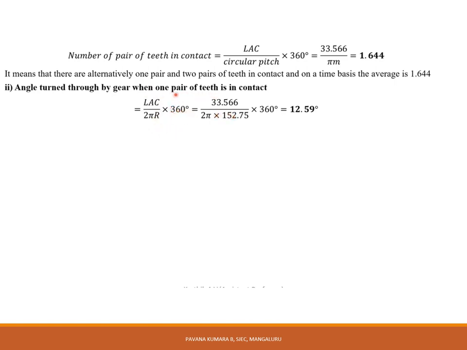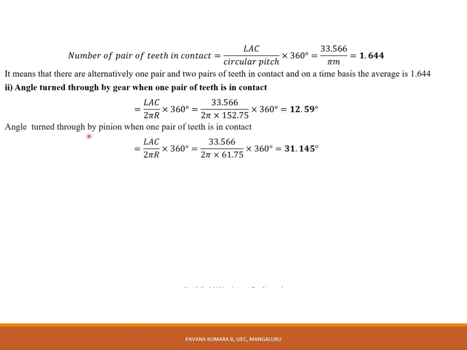One pair of teeth, find out in one pair of teeth. So length of arc of contact is 33.566 divided by 2 pi r. R we also find out using that formula, m capital T divided by 2. So from that we can determine the angle turned through by the gear when one pair of teeth is in contact. Similarly you can find out the angle turned through by the pinion when one pair of teeth is in contact, but here small r, not capital R. So with the small r value, you will get it for the pinion also.